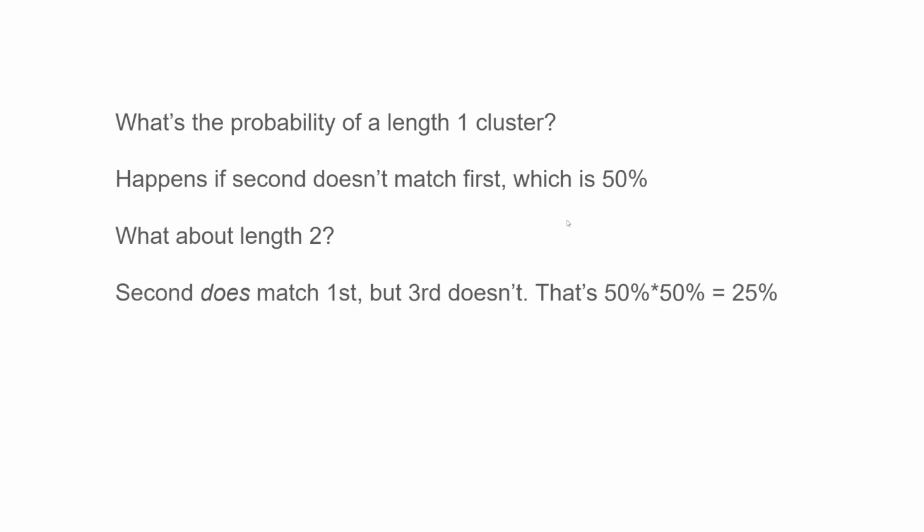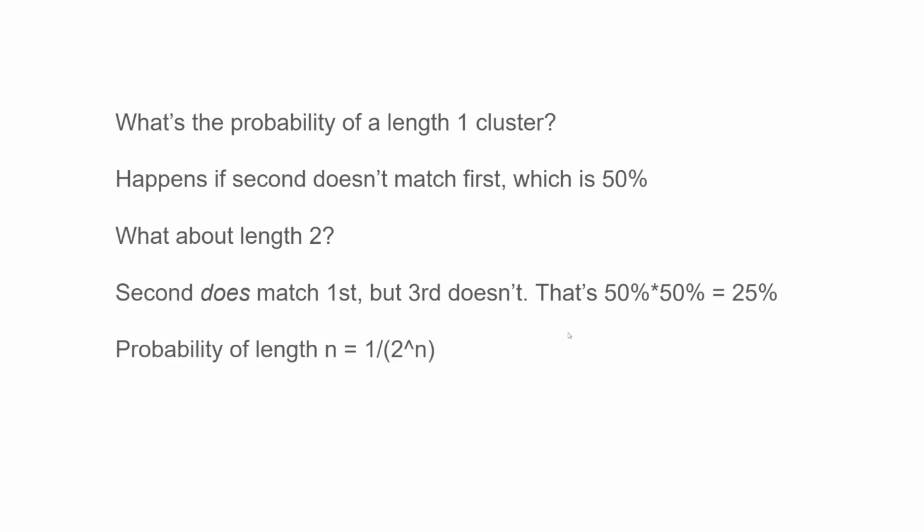What's the probability of getting length two? Well, now I need the second one to match, but the third one not to match. So the first one matches, which happens with probability 50%. The second one doesn't, which also happens with 50% probability. So now we're at a probability of 25% total. And this kind of continues on.